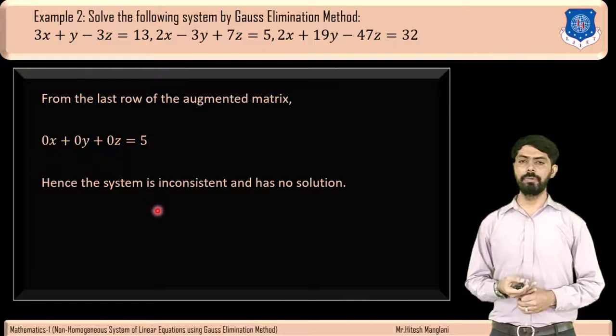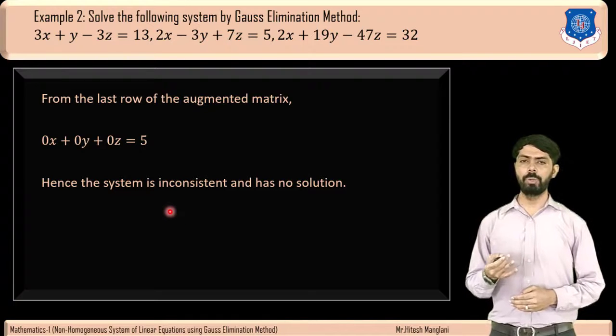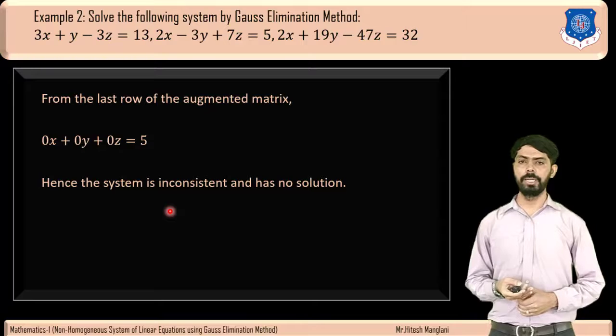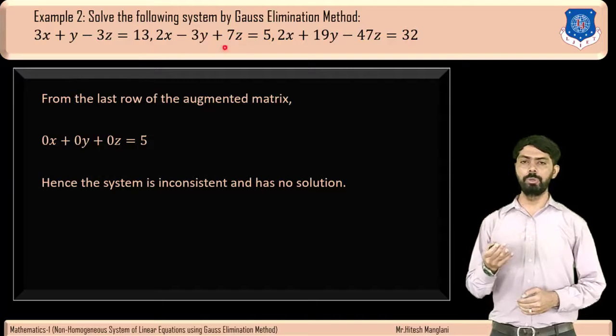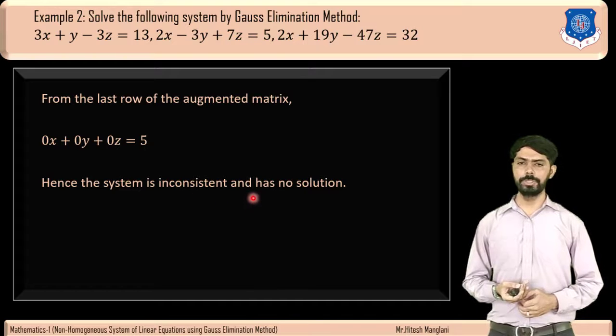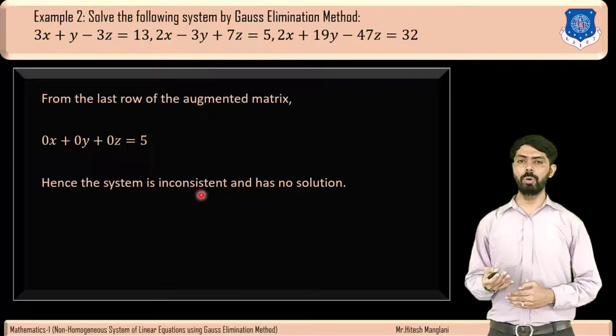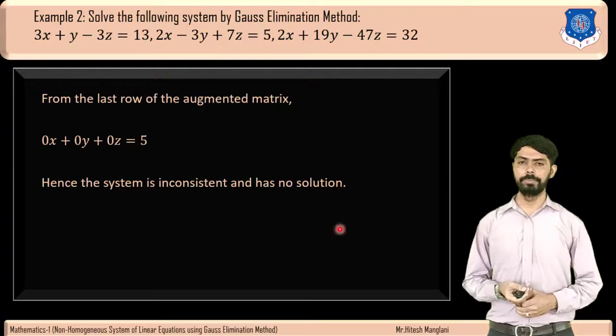So in this example, we have discussed how to apply the Gauss elimination method for a non-homogeneous system, and here we have obtained no solution. In today's lecture, we have discussed what a non-homogeneous system of equations is and how to find the solution of a non-homogeneous system of equations using the Gauss elimination method.